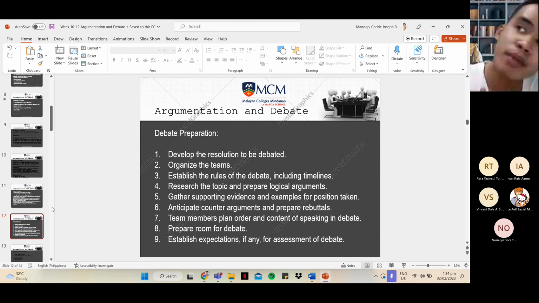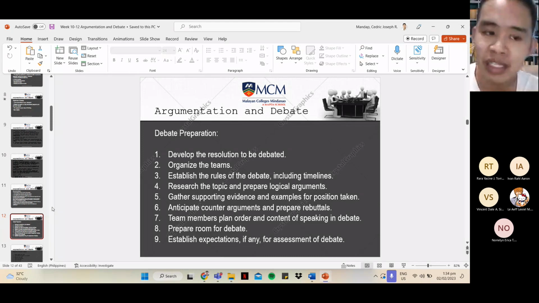Sa paper ninyo, may structure siya ng debate. The House believes that may ganun, no? And you will present your claim. So talagang related talaga siya sa lesson natin ngayon.